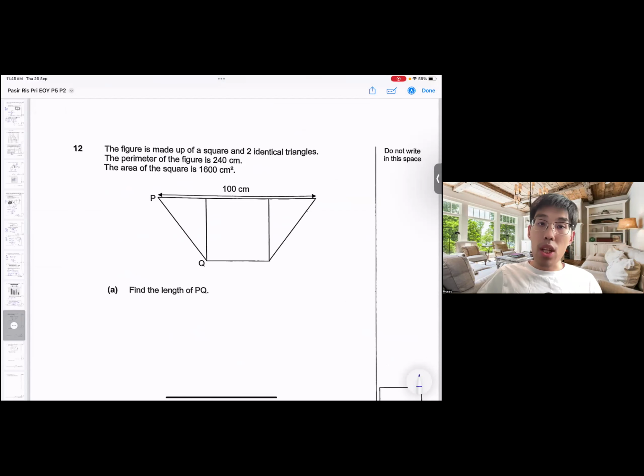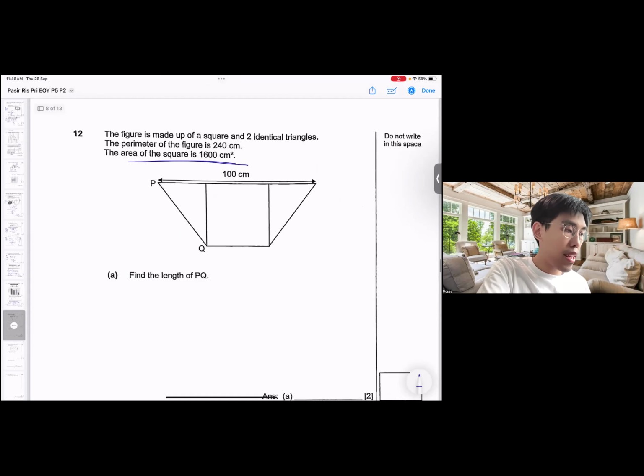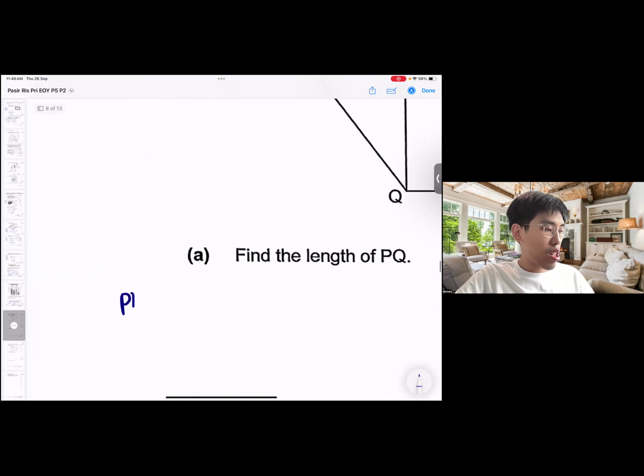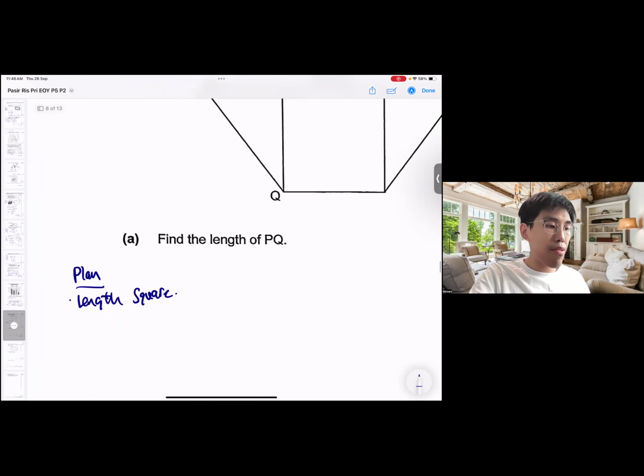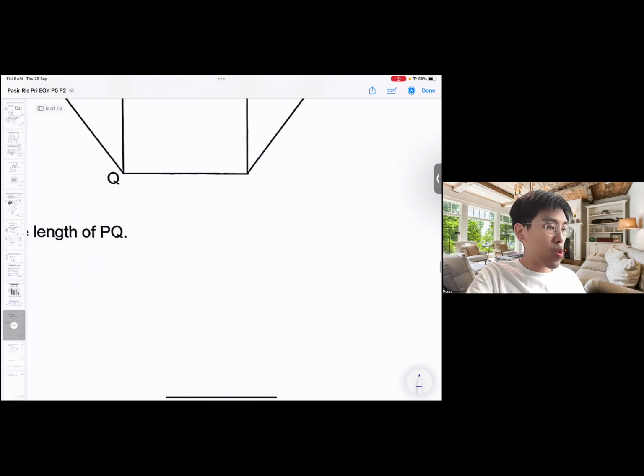The perimeter is made of a square and two identical triangles. The perimeter of the figure is 240. The area of the square is 1600. Find the length of PQ. Okay, this one actually quite straightforward. Why? Because we can already identify the area of the square is 1600. So when you memorize your squares and cubes, you can straight away find the length of a square. Okay, so the plan here is to find the length of the square, and then from there we can find PQ. That's the plan.